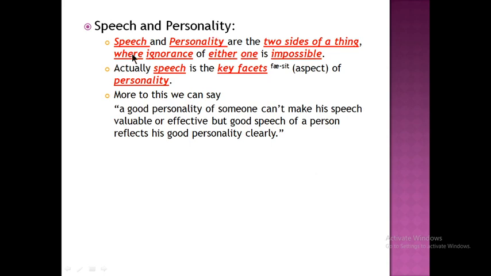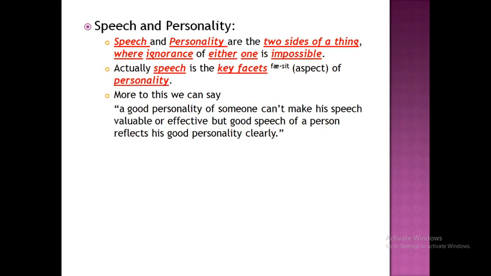Speech and personality are the two sides of a thing, where ignorance of either one is impossible. We cannot ignore speech as a part of personality, nor can we ignore the importance of personality as a part of speech. Both are two different sides of the same coin. Speech is the key facet, the key aspect, of someone's personality.